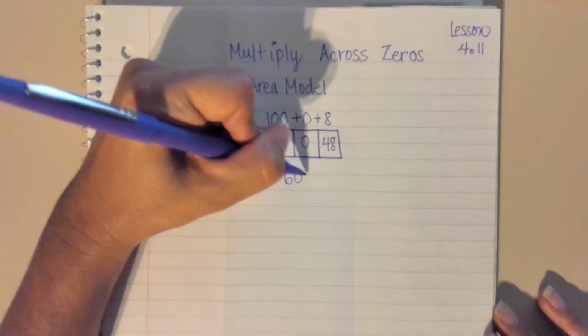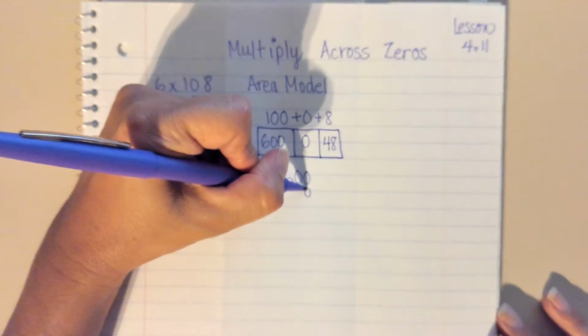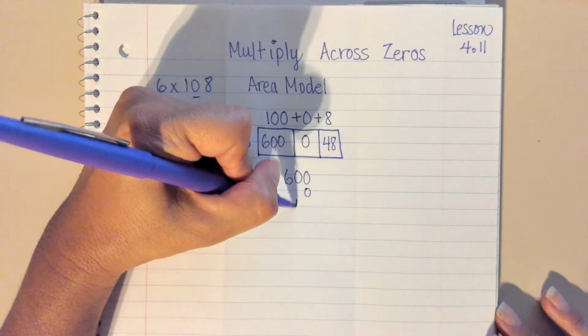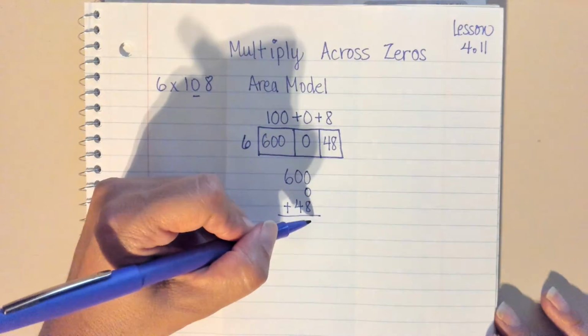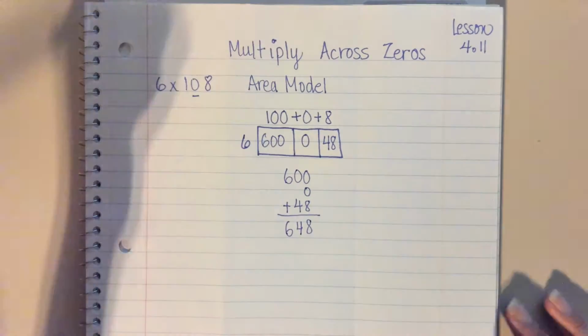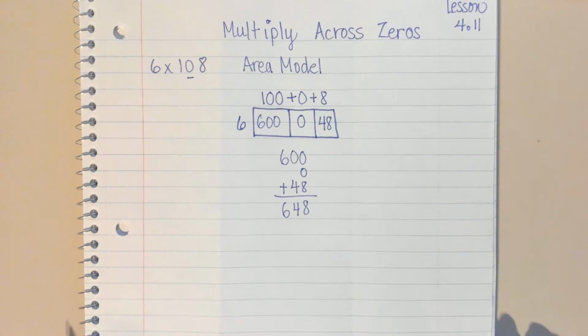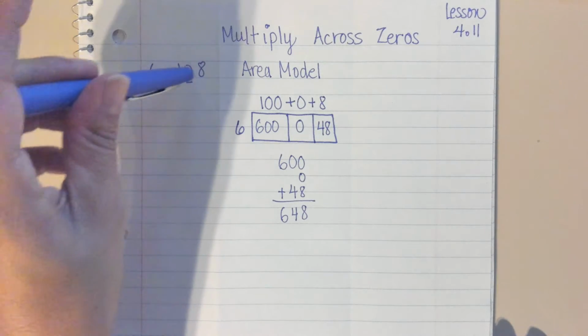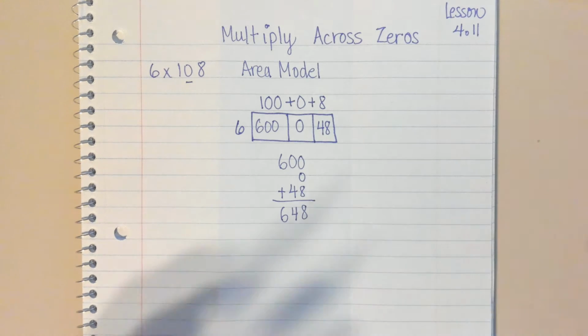Line up your numbers and add. There's your ones place, tens place, hundreds place. See, it doesn't seem like anything too new. Just got to be careful when you have a 0 in your number.